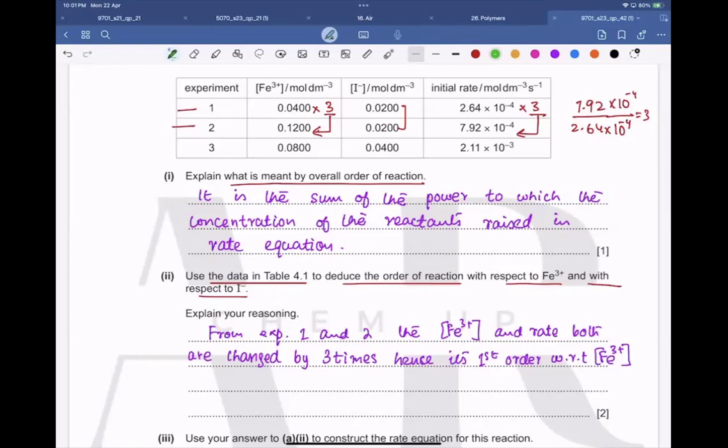So if I try with experiment one, I'm clearly observing that the rate is increased by 2. The concentration is increased by 2, isn't it? Is this clear to all of you? So we know that the order with respect to iron is 1. So it means that due to iron, the rate is also going to be times 2.